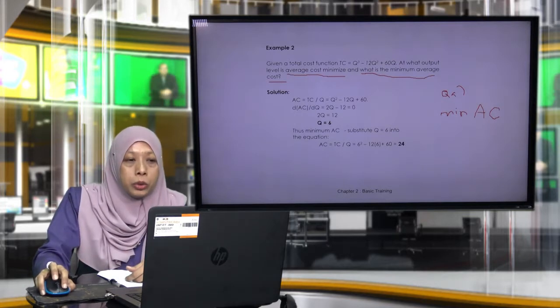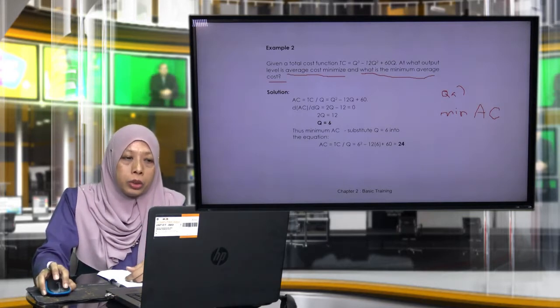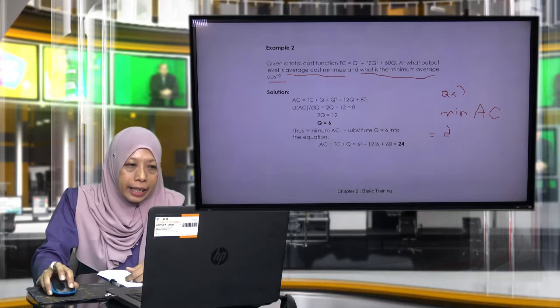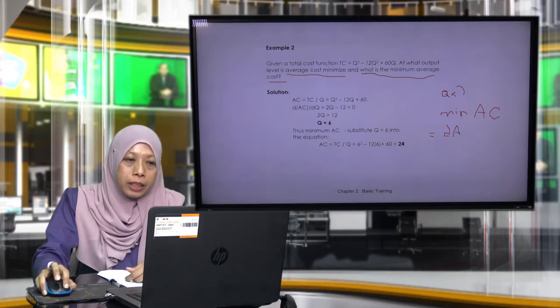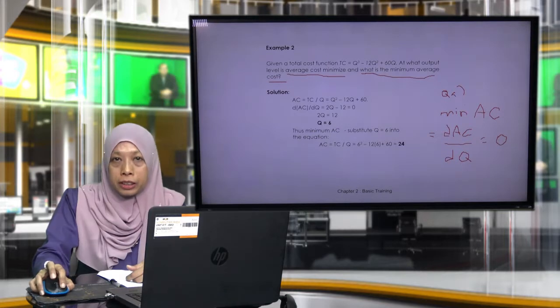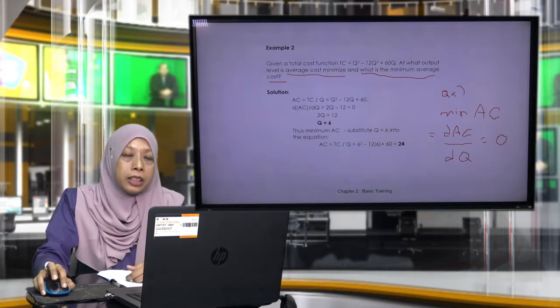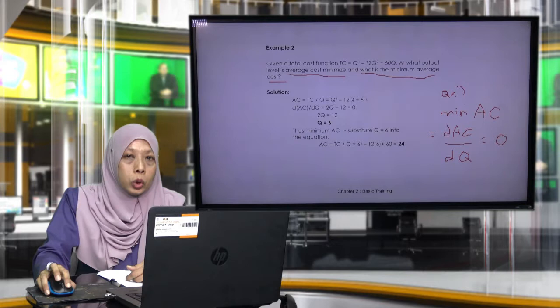Because you want to minimize average cost, you need to differentiate the average cost function with respect to Q, and then set it equal to 0. That's how you optimize a function. But the problem is there is no average cost function given. You are only given total cost.